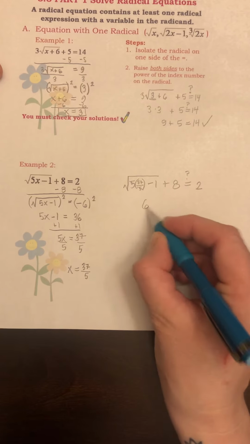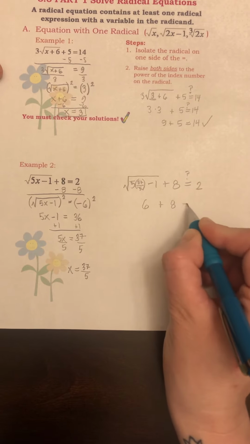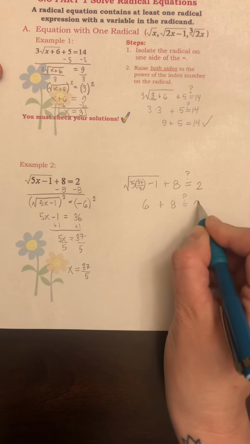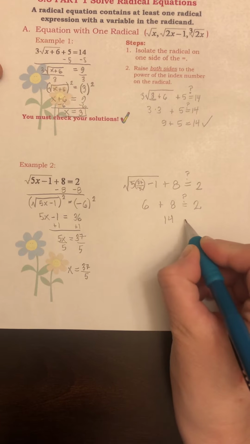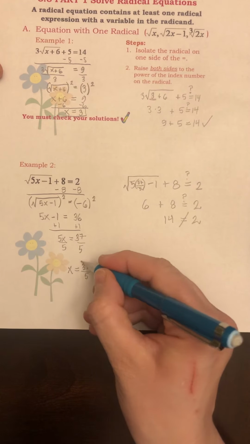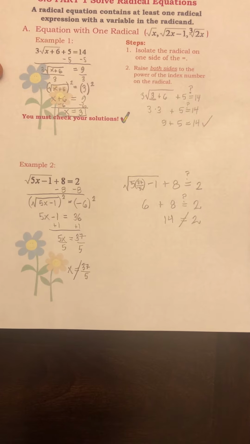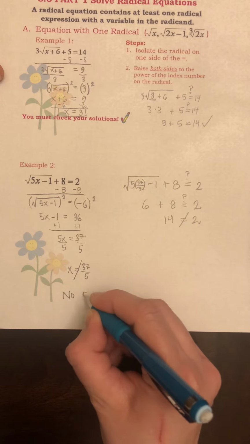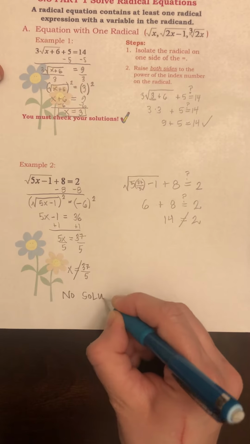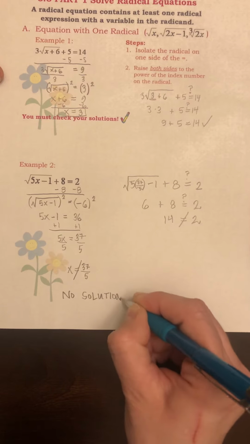So now I have 6 plus 8 equals 2. Is that true? No way, Jose, because that would be 14, and 14 definitely does not equal 2, which means that x cannot equal 37/5, which means my final answer to this problem is no solution. Nothing will work.